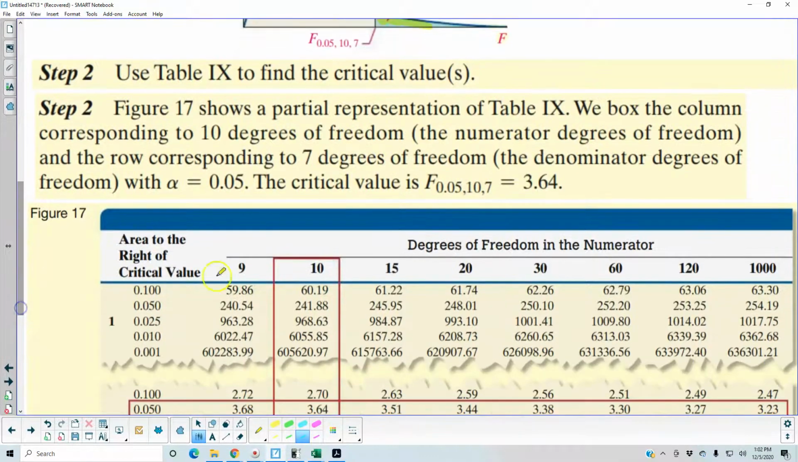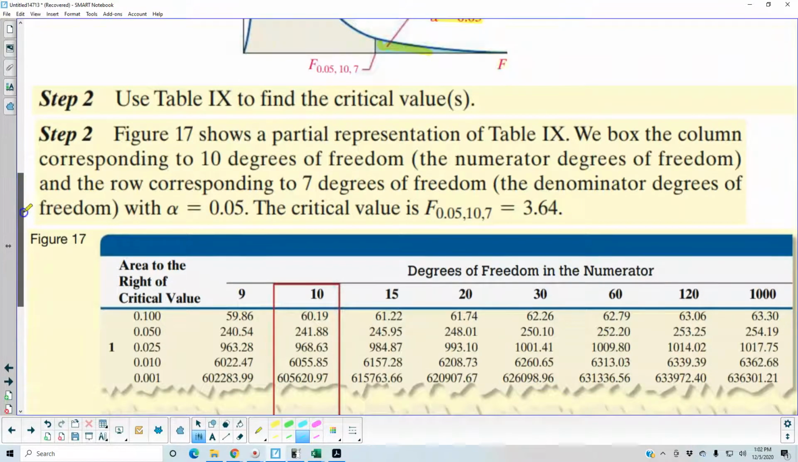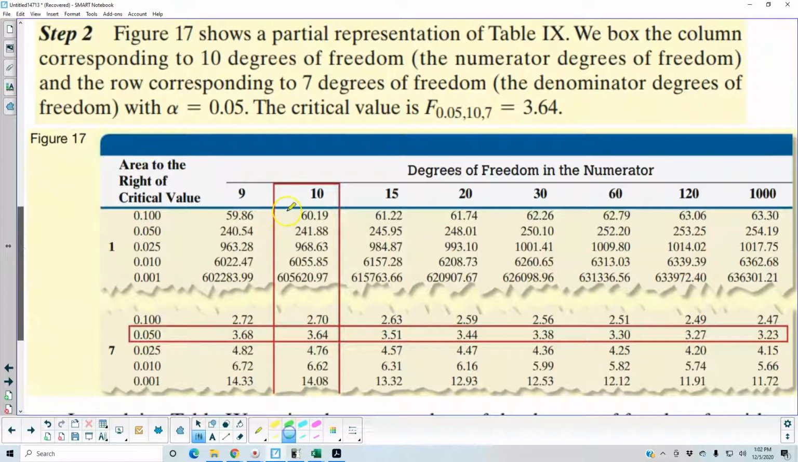Let's take a look at figure 17 here. It shows a partial representation of table 9. We box the column corresponding to 10 degrees of freedom in the numerator. Recall that 10 degrees of freedom in the numerator is 10, so there is our value. And then we also have 7, which is the row that corresponds to the 7 degrees of freedom in the denominator. So there is 7.